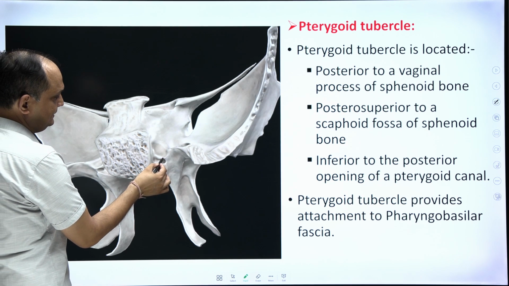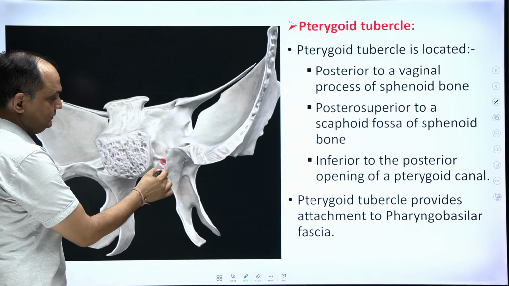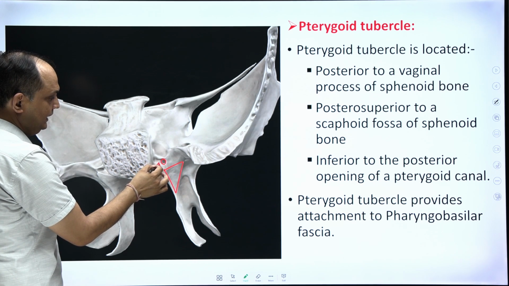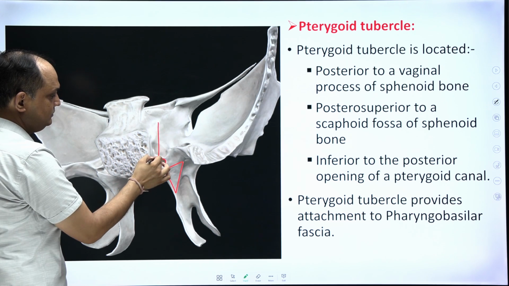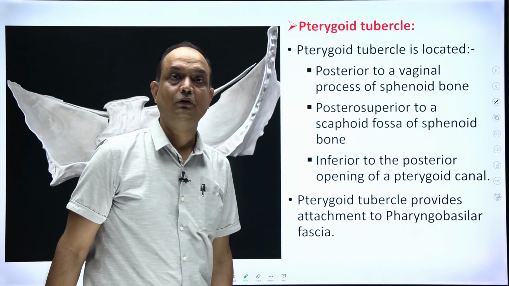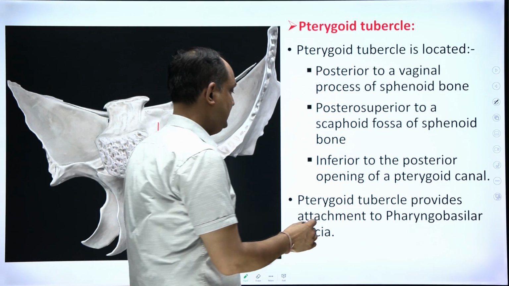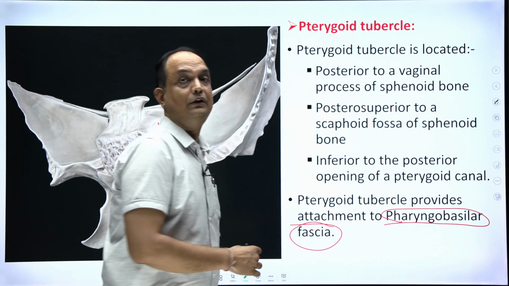Here you can see that this is the opening of the pterygoid canal. Just below that, and this is your scaphoid fossa, you will find this is the posterior area of your vaginal process, and this point is known as the pterygoid tubercle. Now, what is the importance of the pterygoid tubercle? The pterygoid tubercle gives attachment to a fascia known as pharyngobasilar fascia. What is that? Pharyngobasilar fascia.